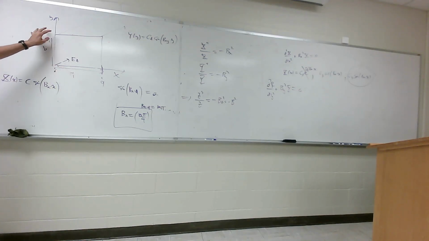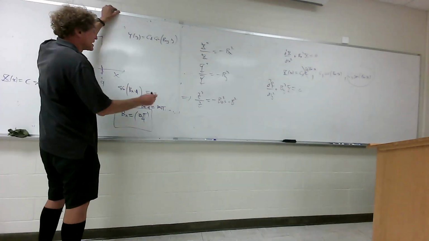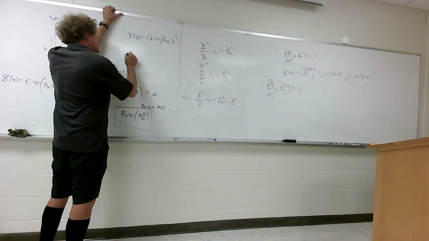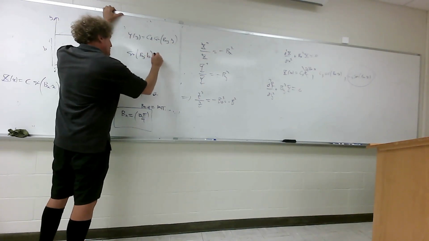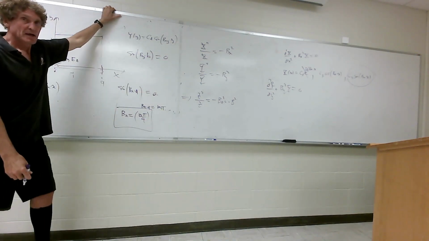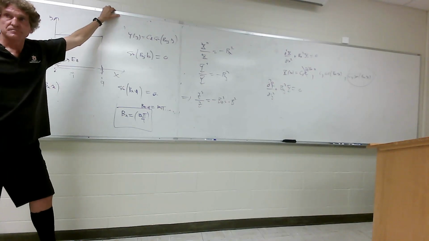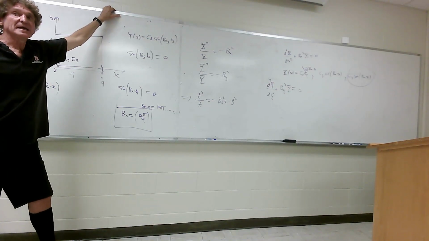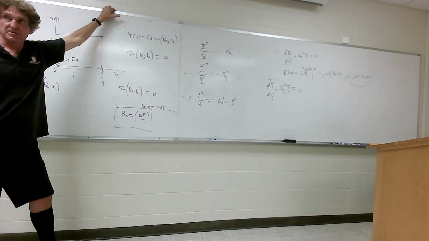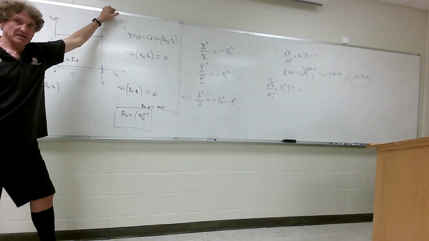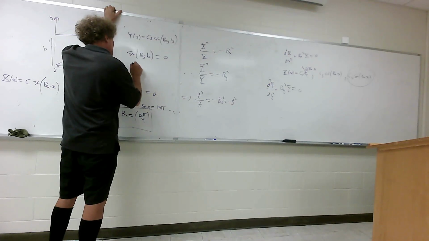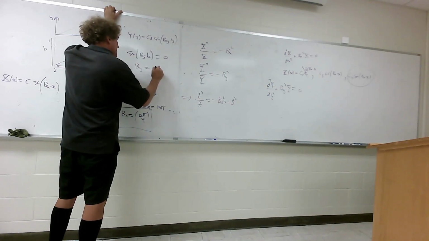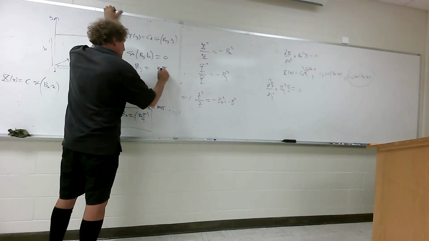But it has to be 0 when y is b as well, right? So that means I need the sine of beta y times b equals 0. And when is sine 0? Any n pi. We're going to use a different integer. Any integer value times pi. That's the argument of sine. So that means beta y is equal to n pi over b.